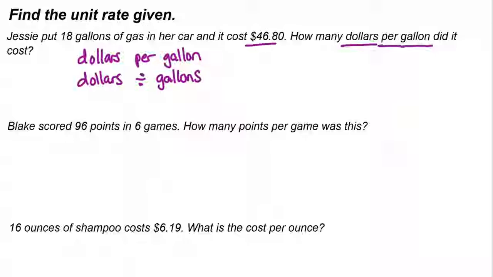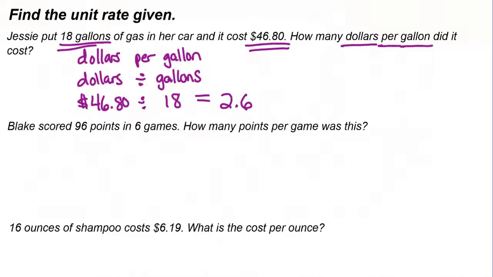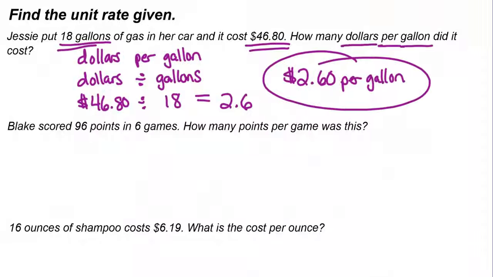So it cost $46.80. So that's my dollars. And I'm going to divide it by the number of gallons that she bought, and that was 18. So that tells me the order to divide the numbers. $46.80 divided by 18 is 2.6. And again, we're talking about money here. So I took dollars divided by gallons. That's going to tell me dollars per gallon. So it's $2.60 per gallon at that gas station where she bought her gas. And that's my unit rate, $2.60 per gallon.